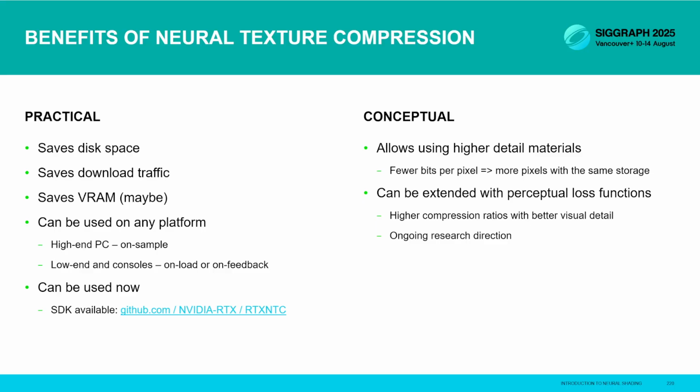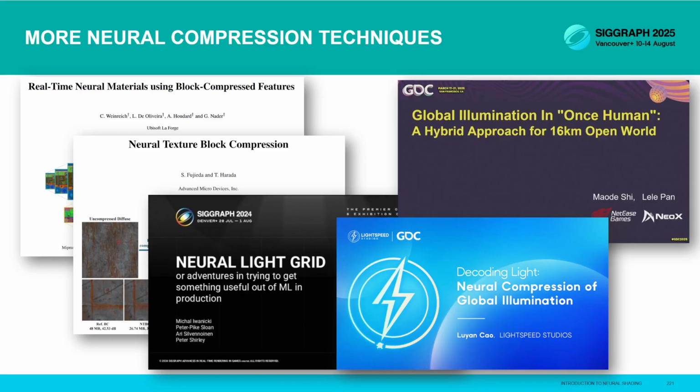Conceptually, using neural compression allows you to use higher detail textures. If you keep the memory budget constant, better compression means that you can increase the texture resolution. The current architecture of NTC is flexible enough to allow different optimization techniques during compression, such as using perceptual loss function instead of regular L2 loss. This is more complicated to implement and slower to train, but allows for higher visual detail at the same compression rate. We have already seen some variations on the topic of neural compression from other companies.